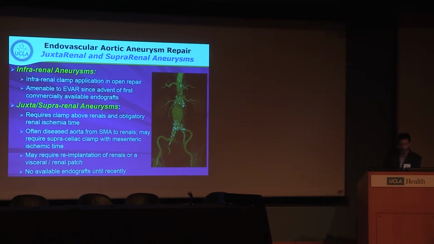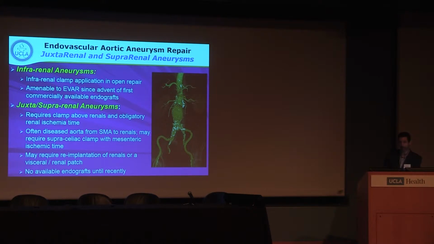The reason why this distinction is important, as I mentioned already, is that infrarenal aneurysms can be repaired at most centers with the expectation of low morbidity and low complication rates with an infrarenal clamp, and we also have appropriate devices to treat these endovascularly. On the other hand, juxtarenal or suprarenal aneurysms require a clamp above the renals.